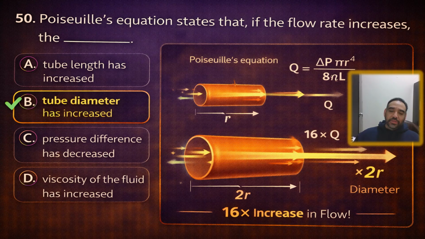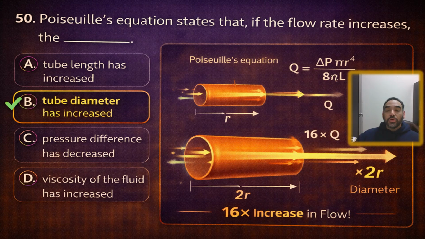So this question asks, Poiseuille's equation states that if the flow rate increases, the blank, right? And the answers are A, the tube length has increased, or B, tube diameter has increased, C, pressure difference has decreased, or D, viscosity of the fluid has increased. Now I know that the answer is highlighted there on the slide, and I don't have a copy of this image right now, but the correct answer you can see there is B, tube diameter has increased.